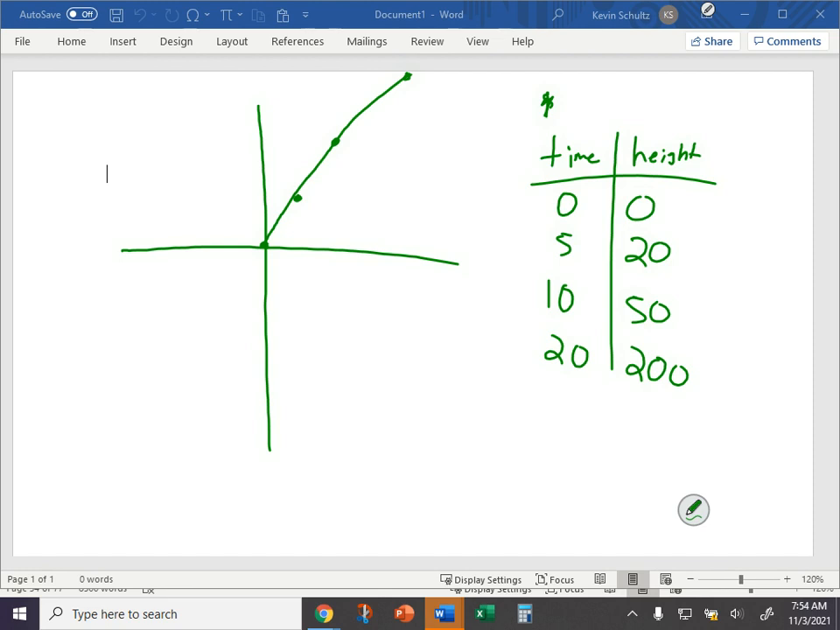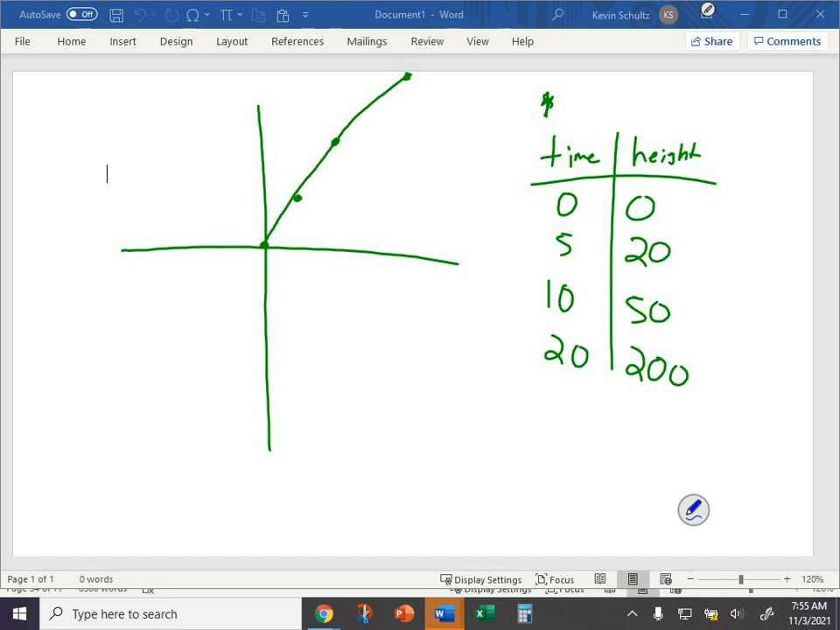Okay. So anyway, we're not going to be focused today so much on making the graph, but we're going to be focused on something called domain and range. Okay, have you heard those words before in the context of graphing? Domain and range? Okay, so we've got two pieces of information here, right?